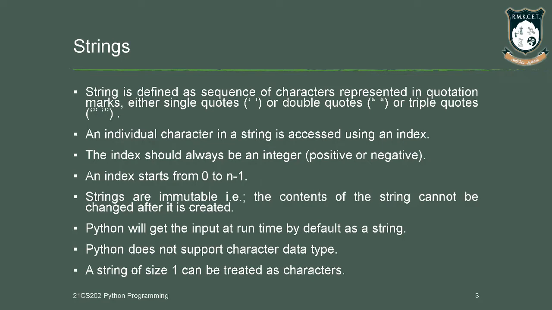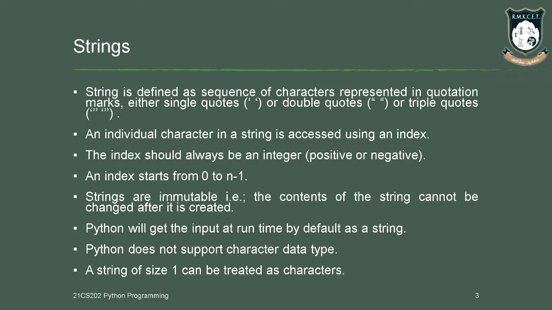A string can be defined as a sequence of characters, that is alphabetic characters, and they are enclosed in quotes. The characters can be enclosed within single quotes, or double quotes, or triple quotes. A string is nothing but a collection of alphabetic characters.